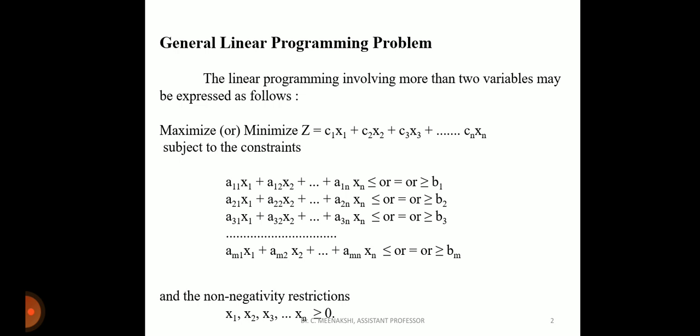Then the objective function of the LPP is denoted by z. Z equals c1 x1 plus c2 x2 etc. plus cn xn, subject to the constraints. The constraints are of the form either less than or equal to, equal to, or greater than or equal to type, and we also note the non-negativity restriction, that is, the variables are non-negative.